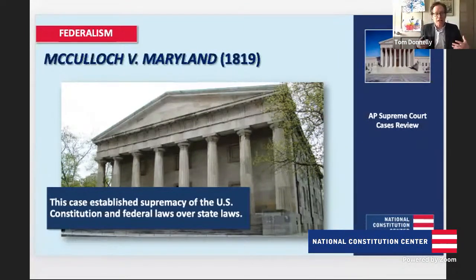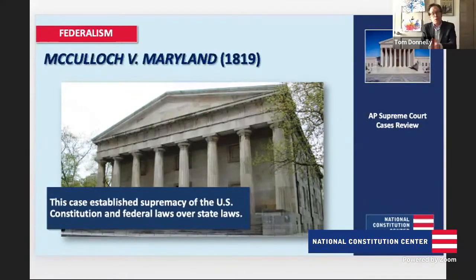And McCulloch v. Maryland ended up being a conflict between the national government and the state of Maryland. McCulloch is an official from the Bank of the United States. What Maryland's trying to do is they have passed a law to basically try to tax the national bank out of existence. The state of Maryland doesn't like the national bank. It doesn't believe that the national bank is constitutional. And so they're trying to tax the national bank out of existence. McCulloch refuses to pay this tax.